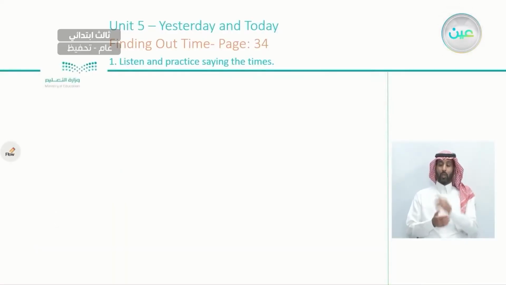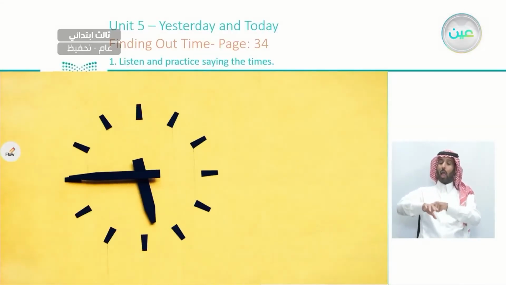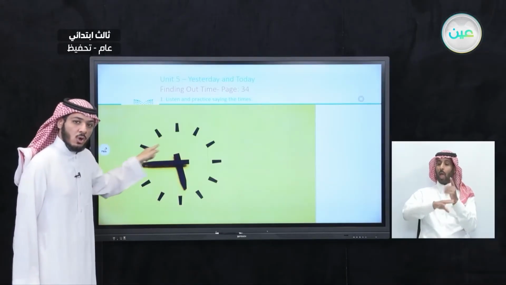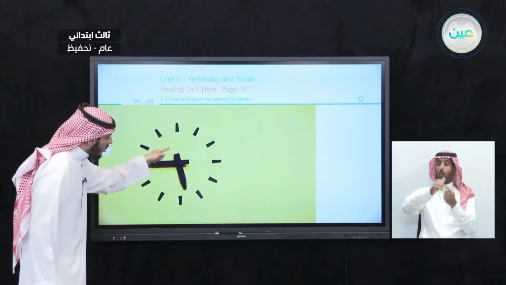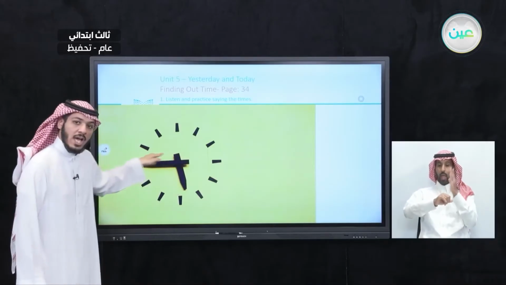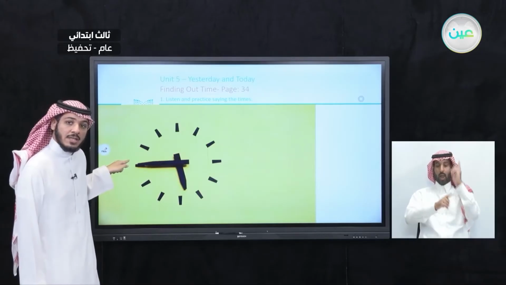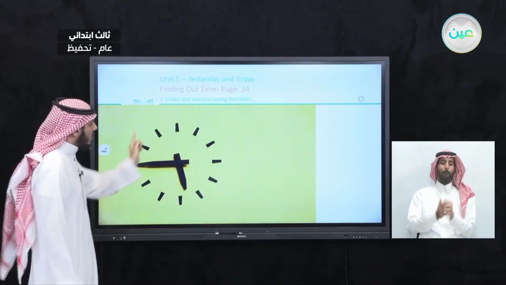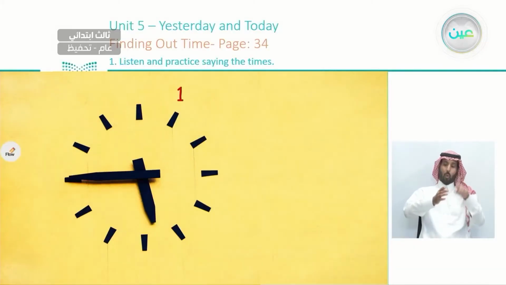Okay, now how do we read the time on the clock? We have a clock here, and we have two hands. We call those hands. So we have the short hand and the long hand. Now tell me the numbers here.